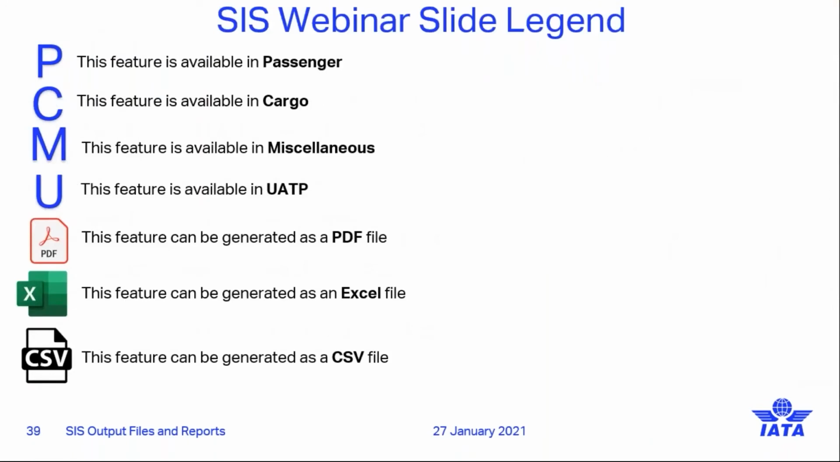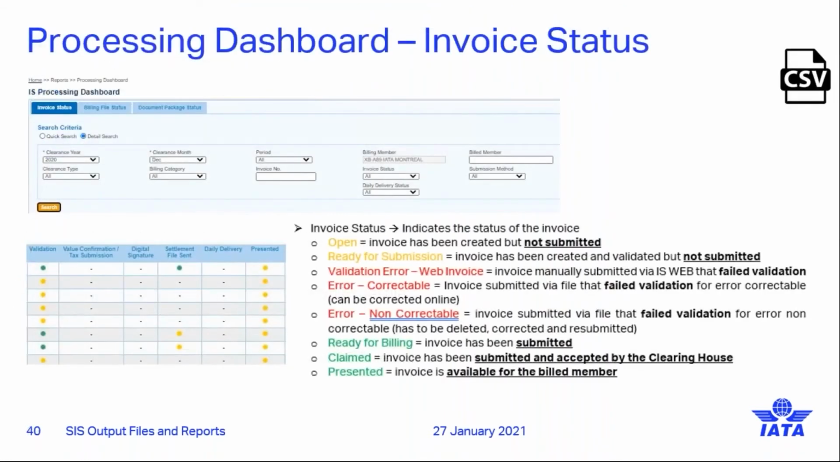As a reminder of what we saw in the beginning of the webinar, this is the new legend that we are following, the SIS webinar legend, where on the right side of the slide, you can see which billing category this report is associated to, whether it's passenger, cargo, miscellaneous, or UTB, and which file generation it is available as, whether it's PDF, Excel, or CSV. So please notice that on the right side of the slide as we go forward.